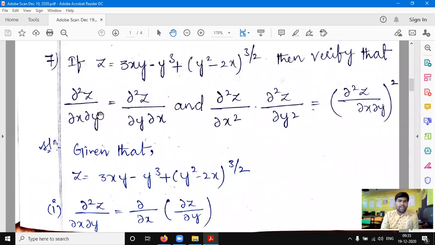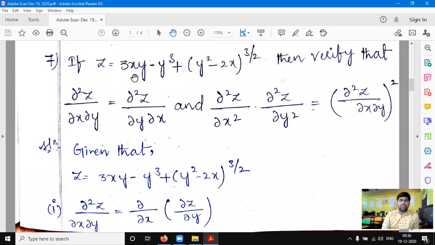In one problem they asked two questions. This is one question and this is another question. So ∂²z/∂x∂y is equal to ∂²z/∂y∂x is the first one. The second one is ∂²z/∂x² into ∂²z/∂y² is equal to (∂²z/∂x∂y)².